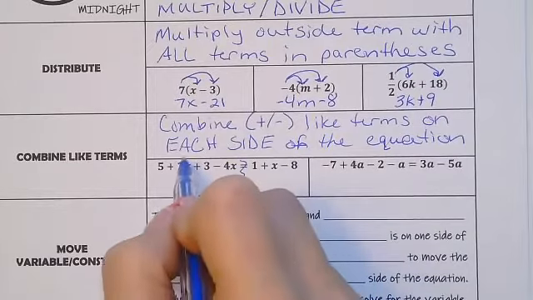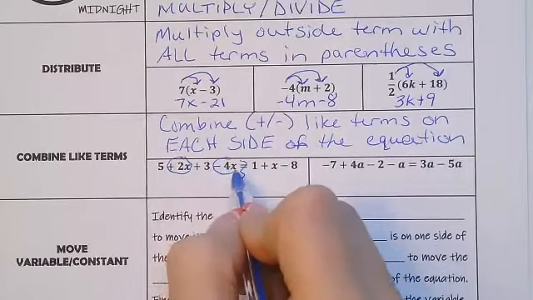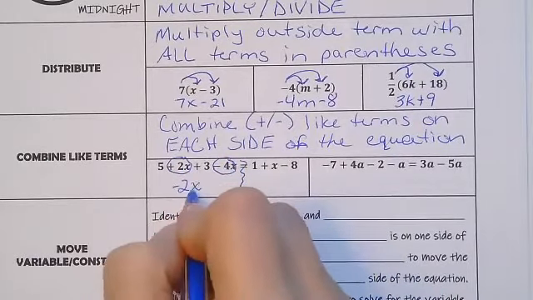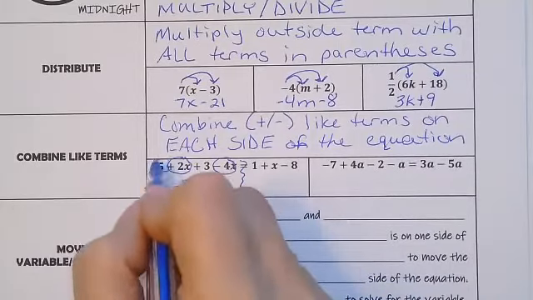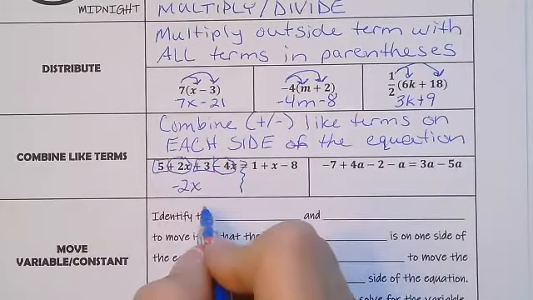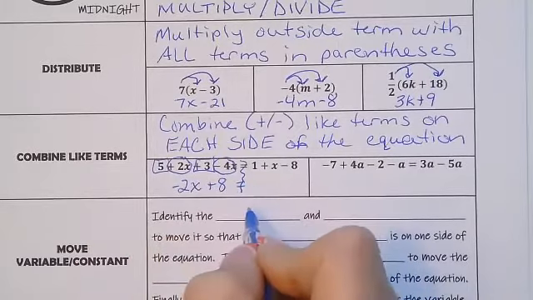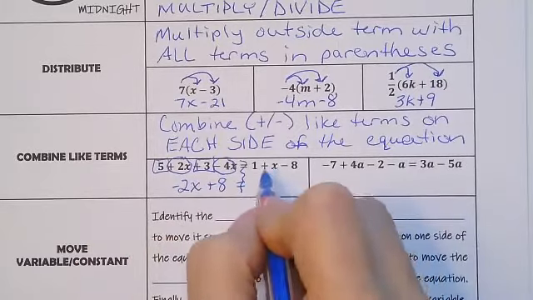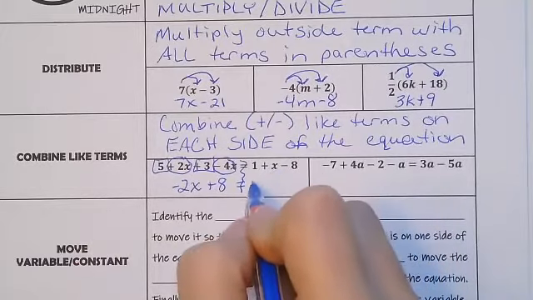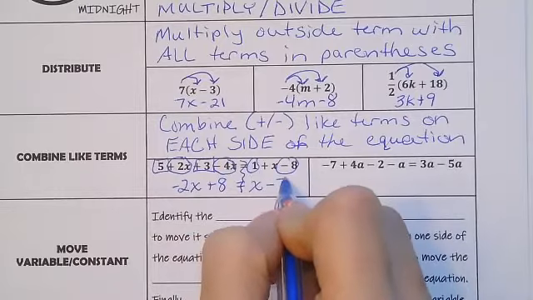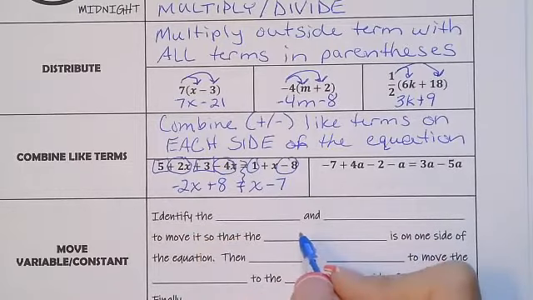On this side, I see that 2x and -4x are like terms. And when I put them together, I get -2x. 5 and 3 are also like terms, which put together gives me 8. On this side, x does not have a like term, but 1 and -8 are. Put together, I get -7.